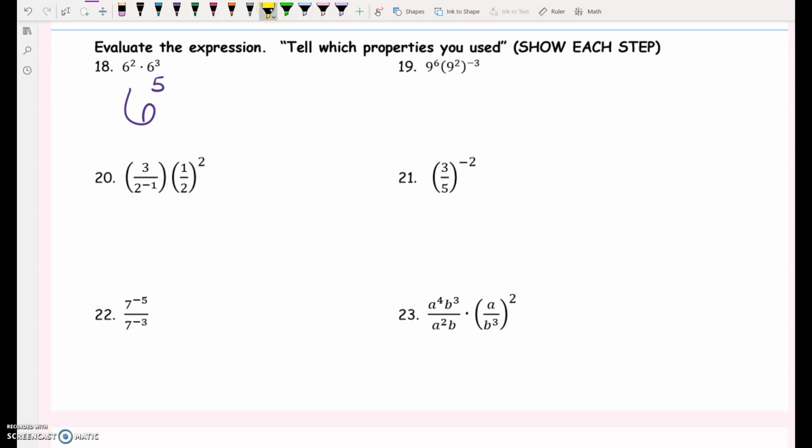Just like with PEMDAS, anytime you see parentheses, you should really deal with those parentheses first. So in number 19, the first thing I'm going to do is 9 squared raised to the negative third. That's parentheses, so we multiply those, and that gives us 9 to the negative 6th. Then we have multiplication, so we would add those exponents and get 9 to the 0, which is 1.